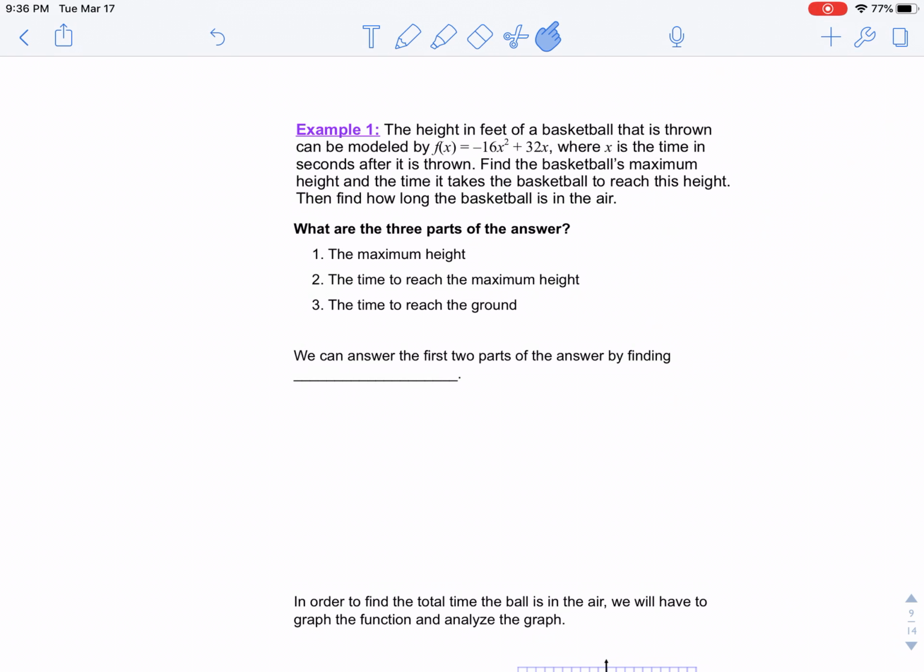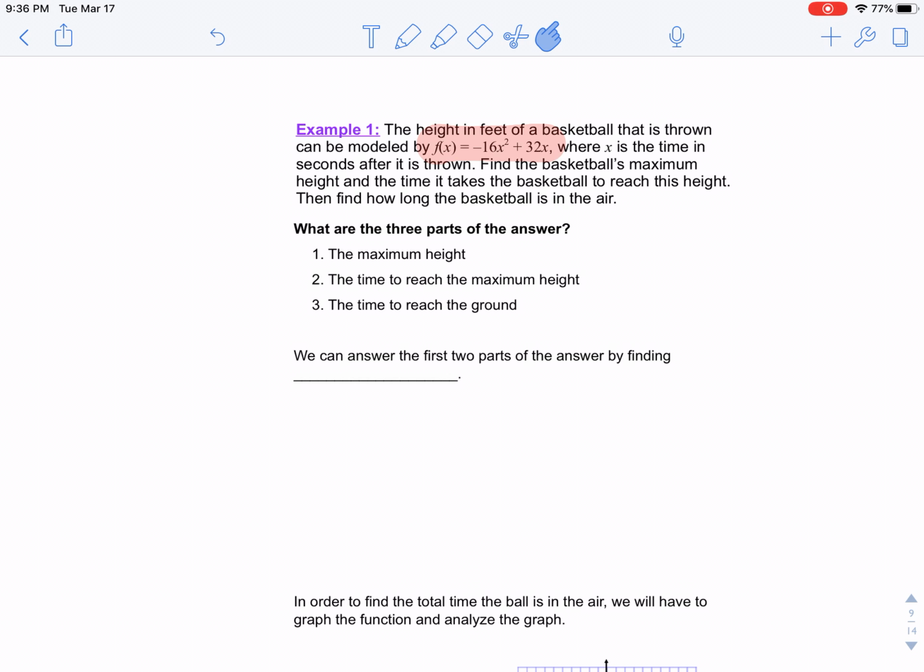Here's our application problem on the lesson 8.3 notes. It gives us the height in feet of a basketball that is thrown, modeled by this equation right here, where x represents time and f of x represents height. So the x values are time, and whatever you plug in for your x value, your y value is going to represent the height of the basketball.